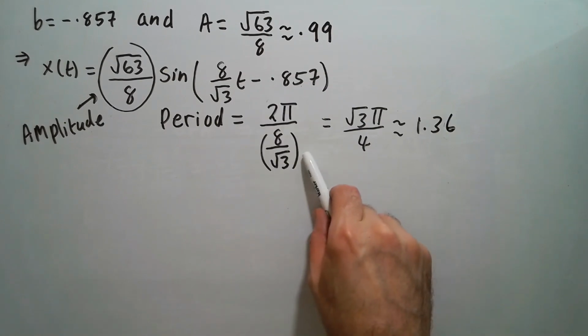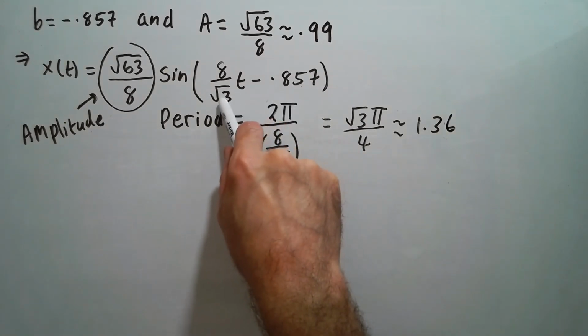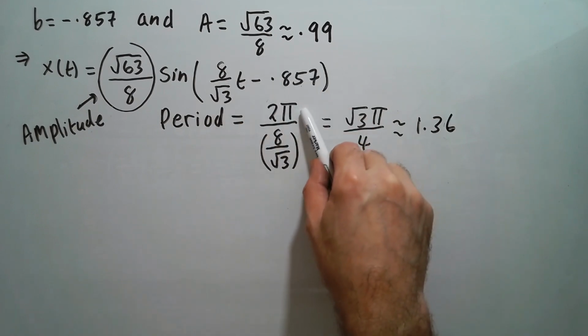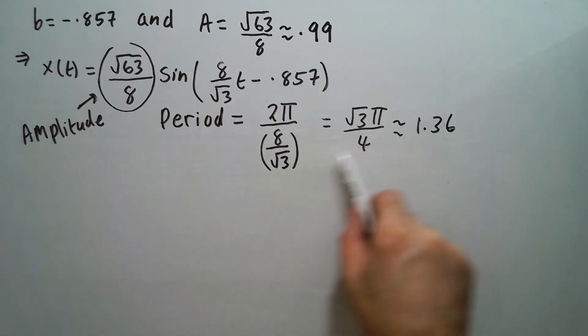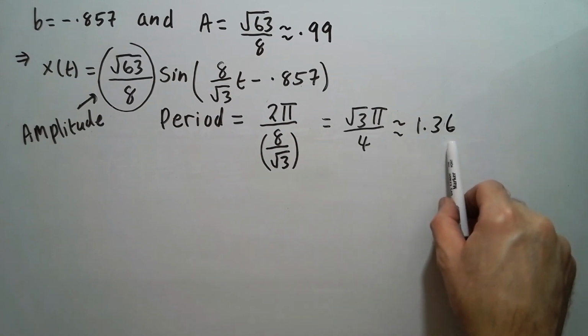Actually, I have this written wrong. It's 2 pi divided by the coefficient in front of the t. So it'd be 2 pi divided by 8 over square root of 3. This part's still right over here. So you can check it's roughly 1.36.